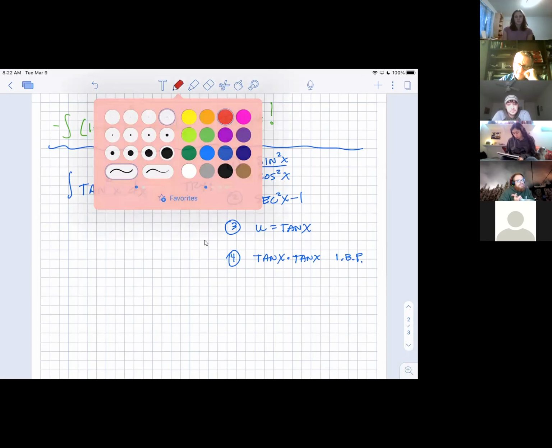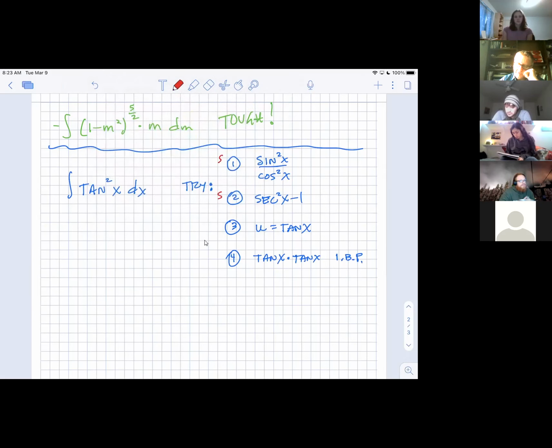What do we do? This is a substitution. This is a substitution. This is a substitution. This is integration by parts. Like those need to occur to you.